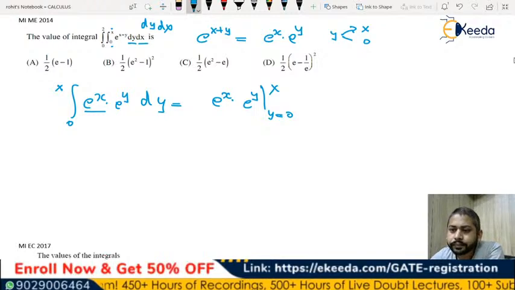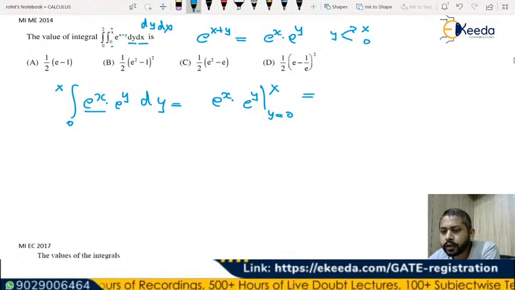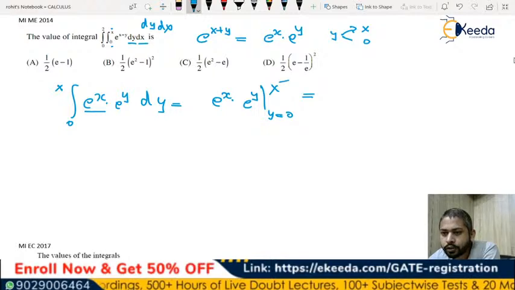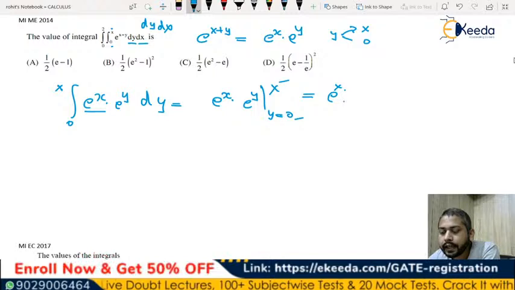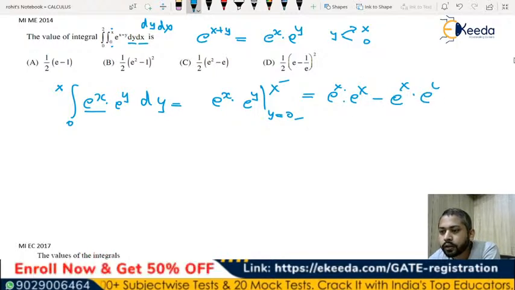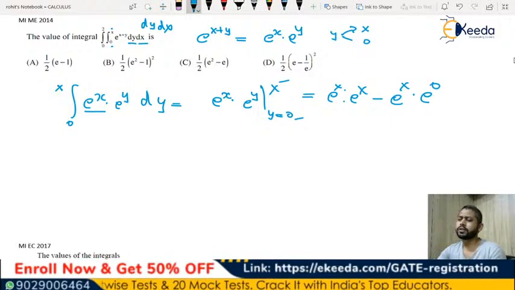When you put y equal to x, and y equal to 0, it is going to be e^x into e^x minus e^x into e^0. Correct? So e^0 is 1.